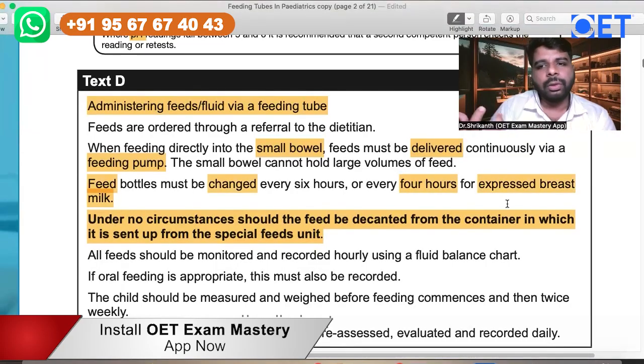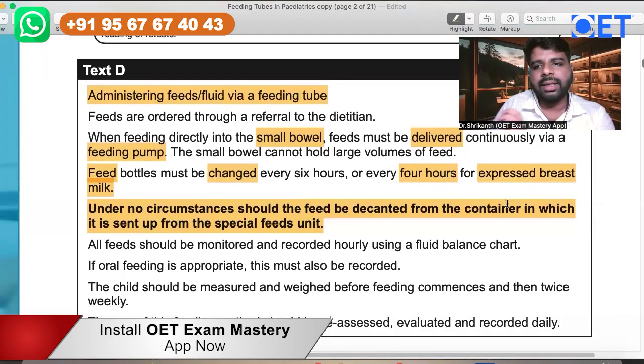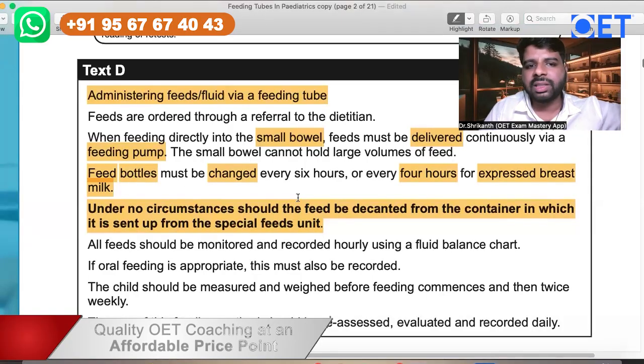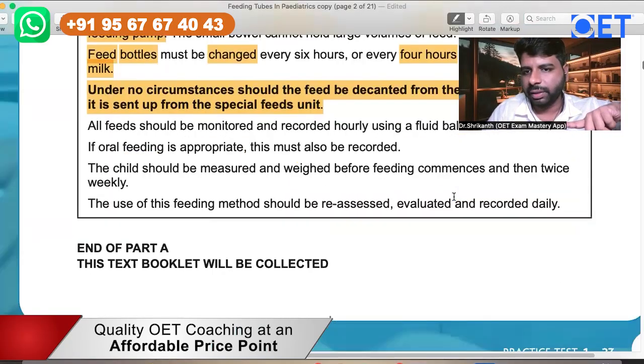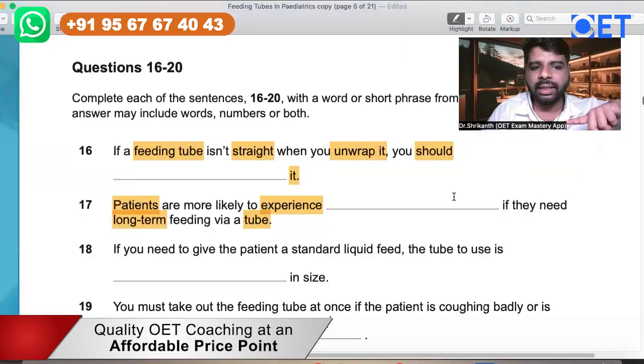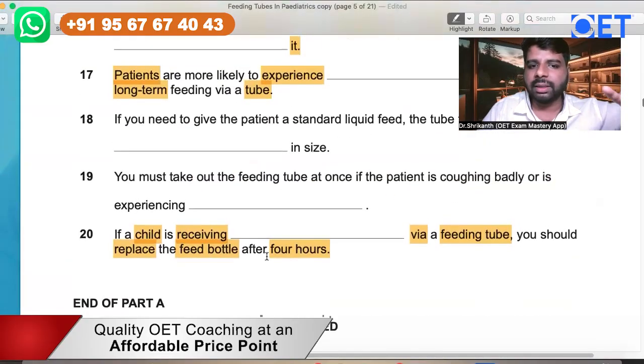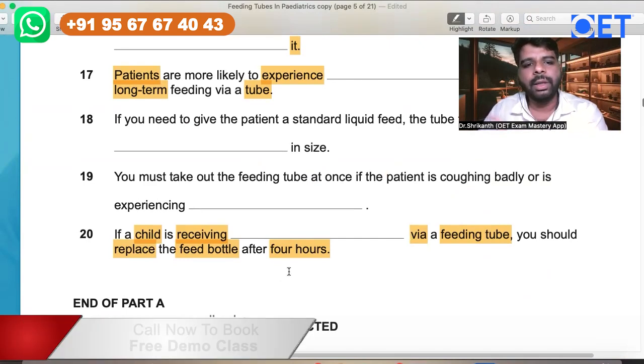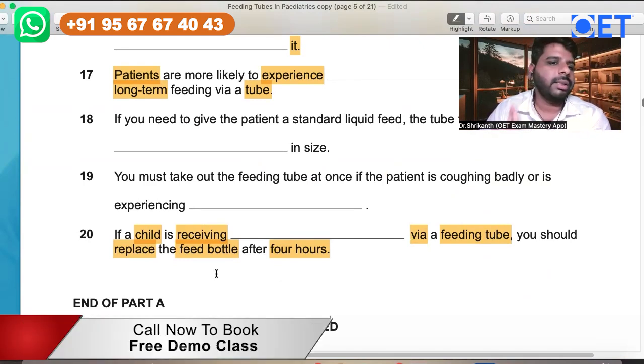So what is the patient receiving over here, the pediatric patient or the child? If the patient is receiving breast milk through the feeding tube, then the feed bottles must be replaced every 4 hours, right? So what is the answer to the 20th question? The child is receiving, either you can write expressed breast milk or you can write breast milk via feeding tube. So the answer is breast milk. That is the 20th question. So this is what we discussed.